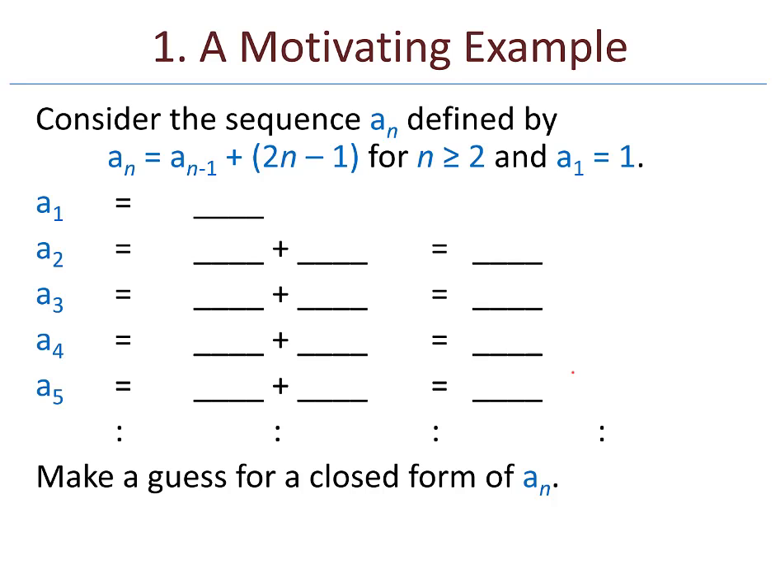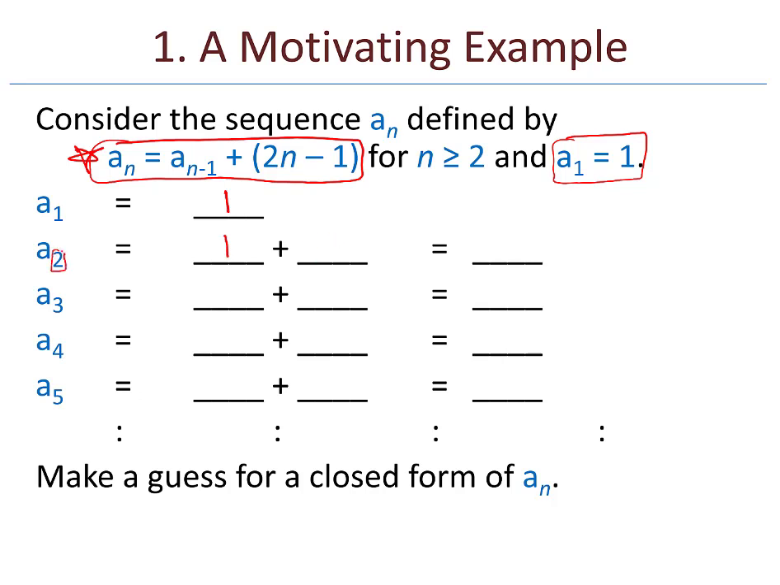Consider the sequence a sub n defined by a_n equals a_(n-1) plus 2n minus 1 for n greater than or equal to 2, and we have our initial condition that a sub 1 equals 1. So this sequence is given to us recursively, and I know that it begins with 1. Now how do I read the recursive definition? It says a sub n is the previous term of the sequence plus twice the subscript minus 1.